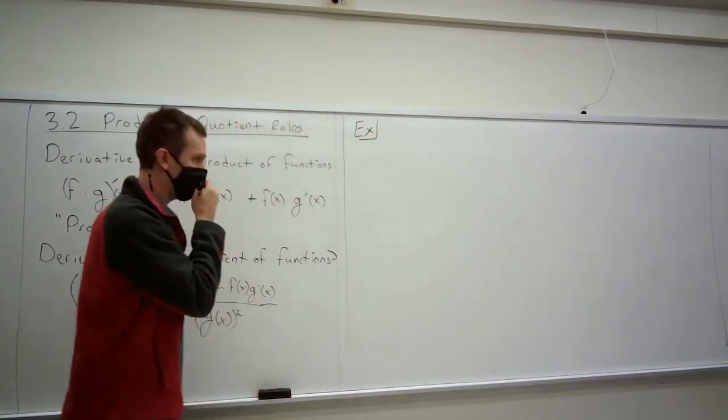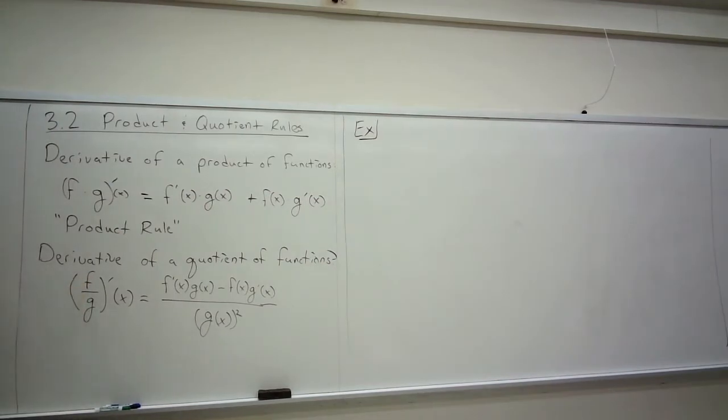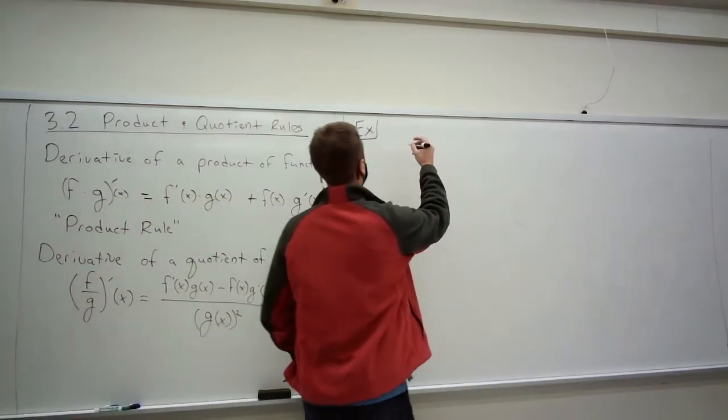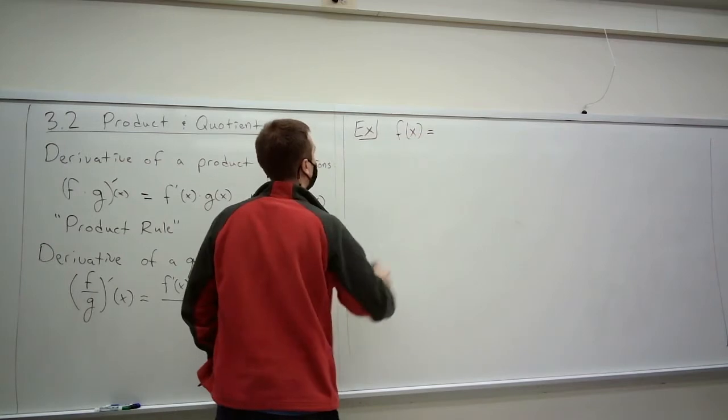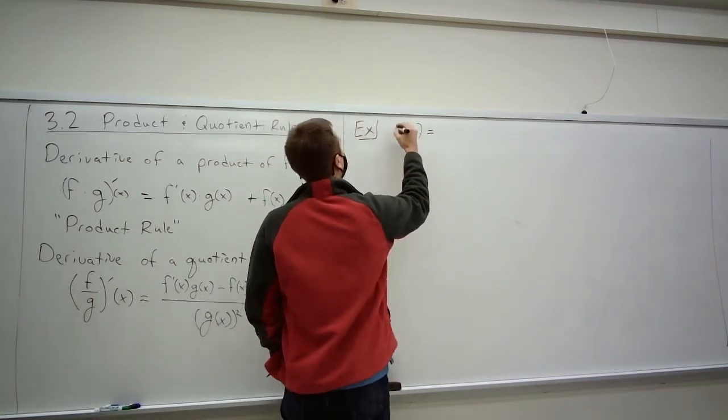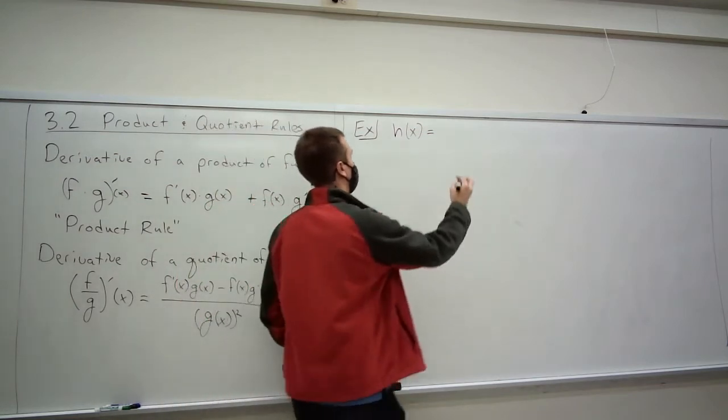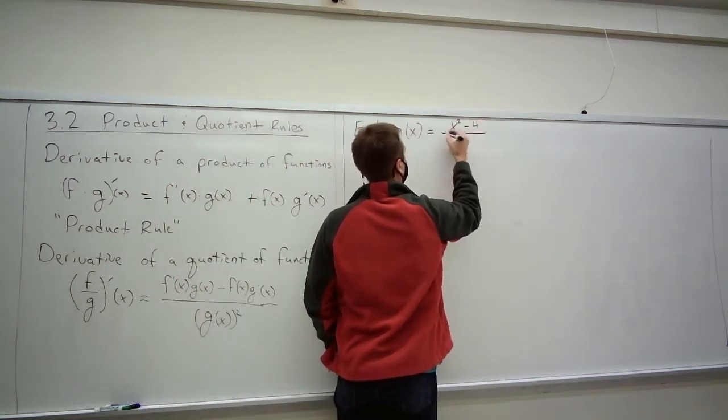So maybe I'll ask, what's a common kind of quotient function, or a common kind of ratio, that you know about? There's types of functions we've talked about: polynomials, exponentials, logarithms, trig functions. There's one of them that is literally built like this. Rational functions. Take one polynomial and divide it by another, right? So let's say, I'm not going to use the letter f here, I'll use something else. Let's say h of x is equal to some polynomial divided by some other polynomial.